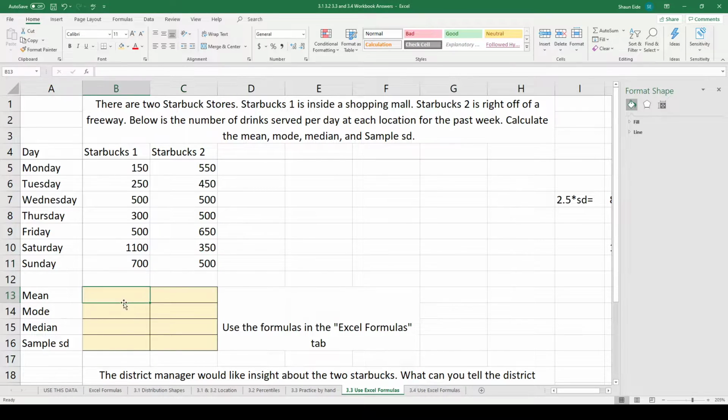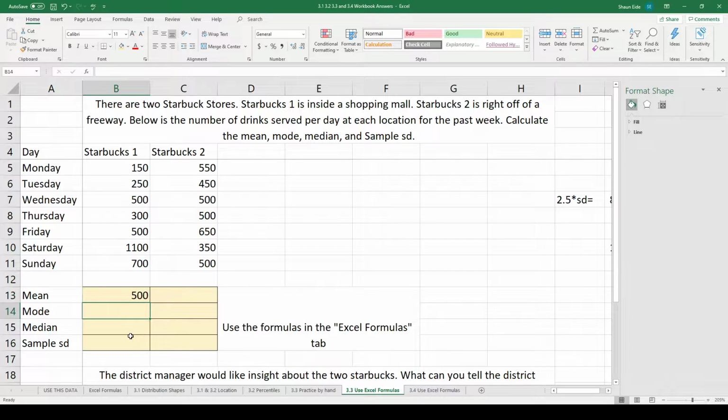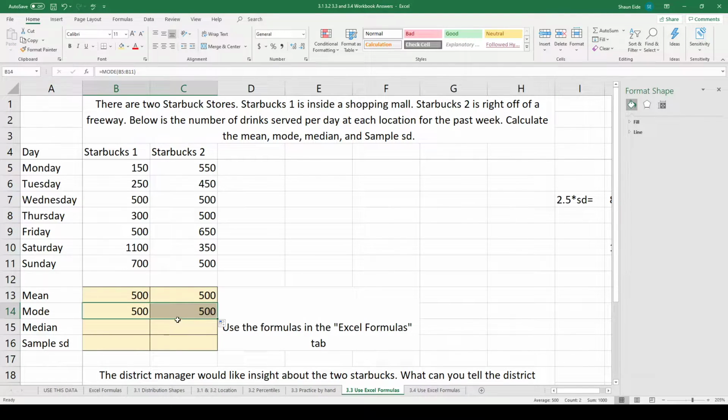So we're going to calculate the mean. I'm going to do equals average, and calculate the average right there. And then equals, we're going to calculate the average of the other one too. Oh! The mean for both of these is 500. It doesn't look like they're similar. Let's see, equals mode. We're going to highlight this. Okay, we've got the mode of 500, but the mode of this one's got to be different. Oh no, the mode of Starbucks 2 is also 500.